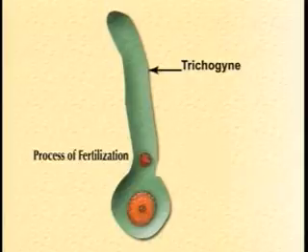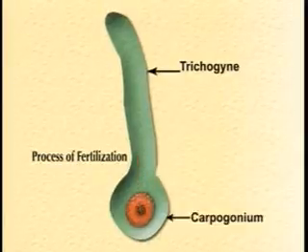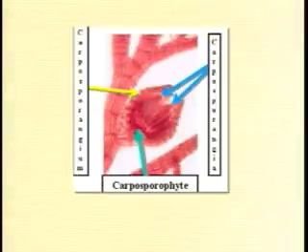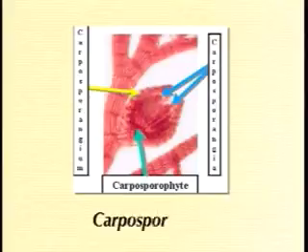The 2 nuclei, male and female, fuse and form a diploid zygote nucleus which lies at the base of carpogonium. Now the post-fertilization changes and development of carposporophyte. After the process of fertilization, the sexual apparatus undergoes a remarkable change leading to the development of carposporophyte.